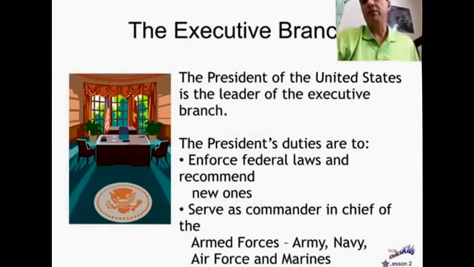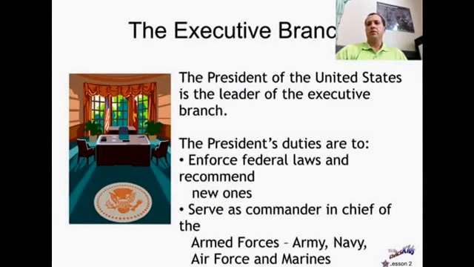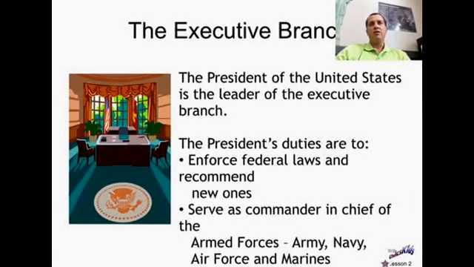In the executive branch, the president has many responsibilities. He's the leader of the United States. His duties are to enforce federal laws and recommend new ones. He also serves as the Commander-in-Chief of the Armed Forces, the Army, the Navy, the Air Force, and the Marines. The President is also often called the Chief Legislator because one of his main responsibilities is to help pass laws. Also, any law has to cross his desk to meet approval.